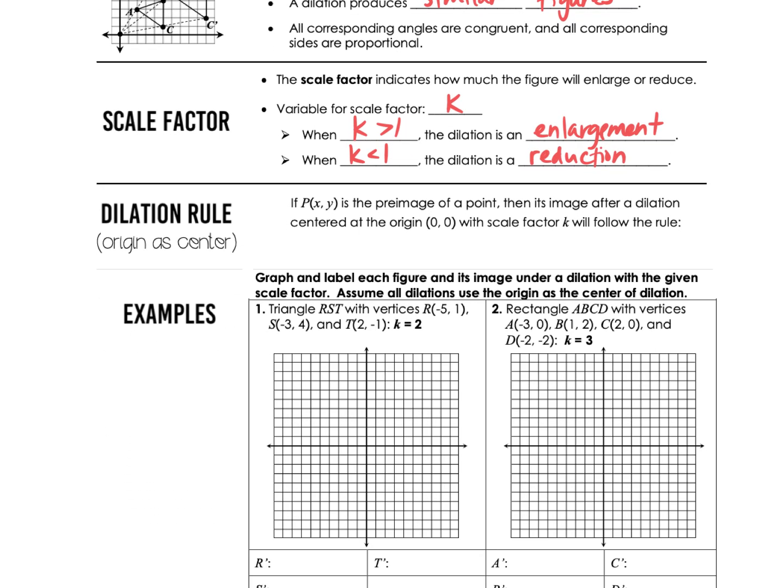The dilation rule says if P at (x, y) is the pre-image of a point, then its image after a dilation centered at the origin with a scale factor of K will follow the rule. So if I have a point at (x, y), whenever you have a dilation, it becomes (Kx, Ky), in which K is your factor of dilation. Does that make sense?